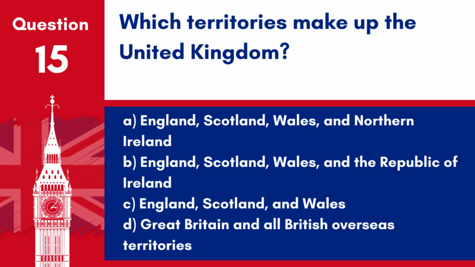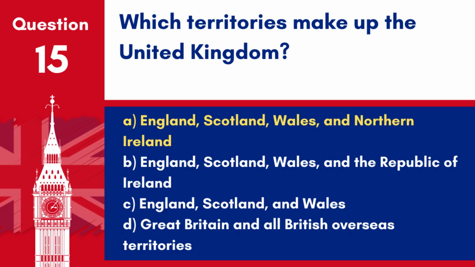Question 15. Which territories make up the United Kingdom? A. England, Scotland, Wales, and Northern Ireland. B. England, Scotland, Wales, and the Republic of Ireland. C. England, Scotland, and Wales. D. Great Britain and all British overseas territories.